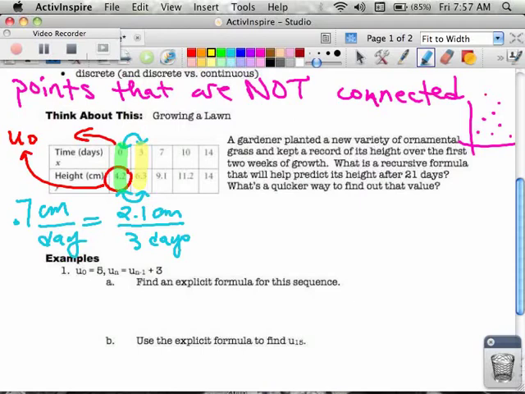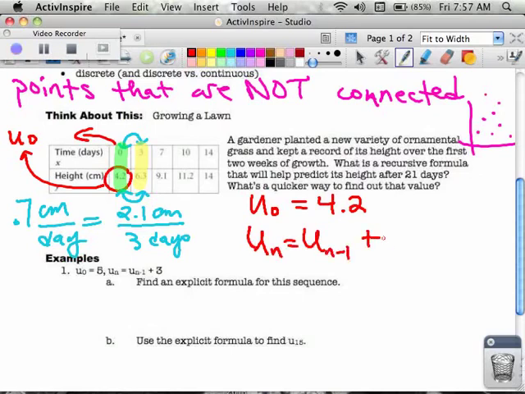So if I wanted a recursive formula, what I would do is I would say I'm starting at the very beginning, time 0, and the height of my grass is 4.2 centimeters. And then if I want to know what happens from then on, my u_n is u_(n-1) plus 0.7. Or in other words, I'm going up by 0.7 centimeters daily.